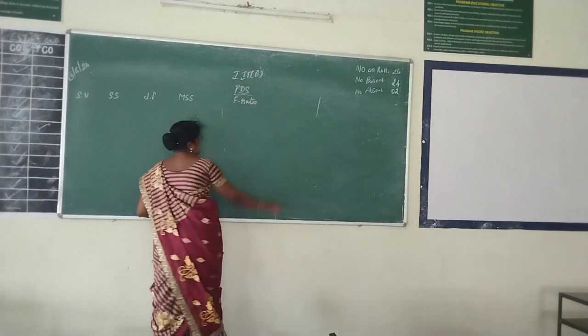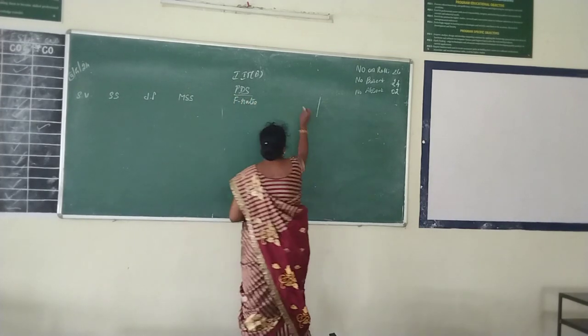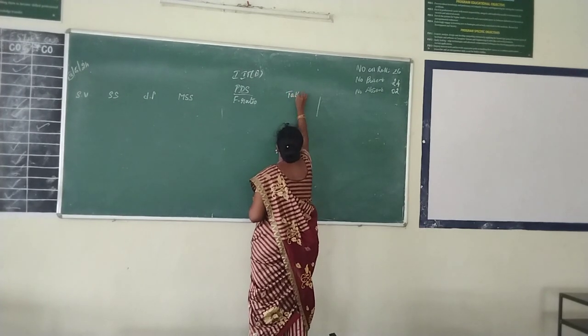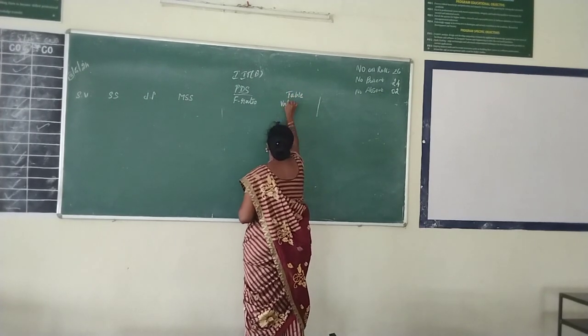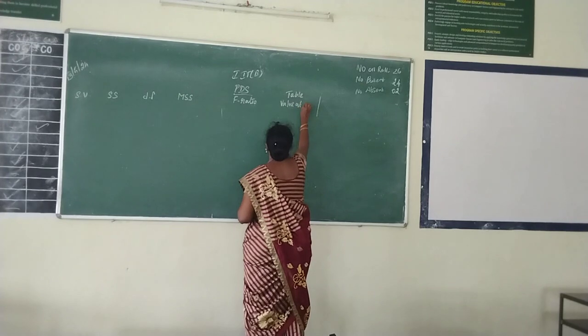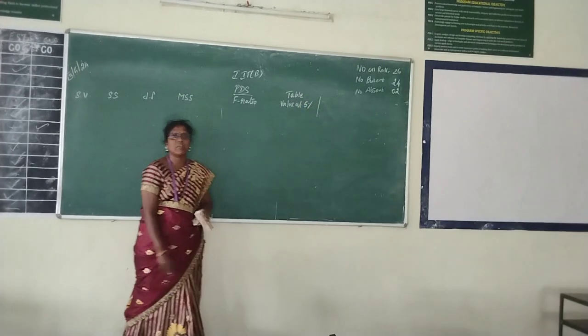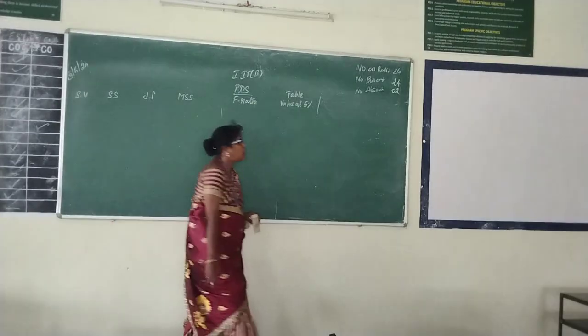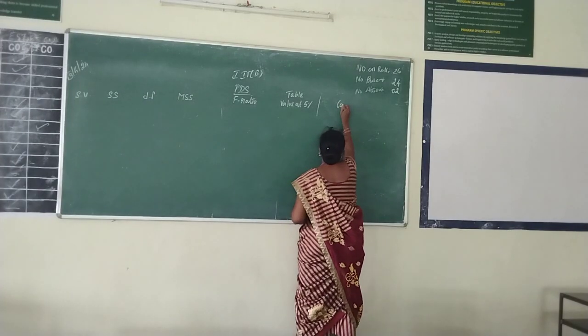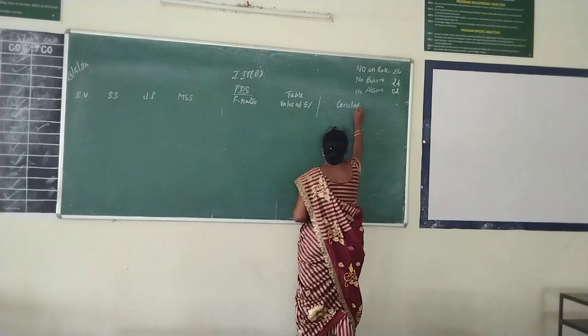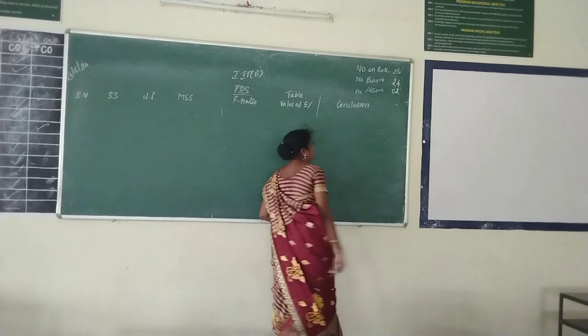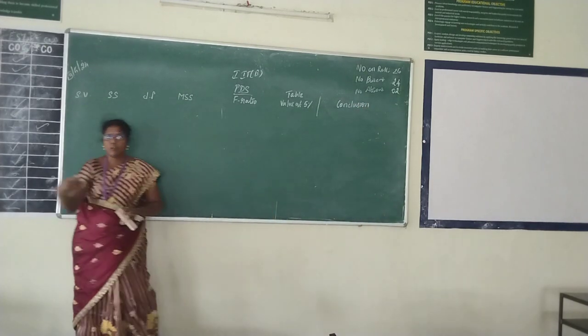Just for convenience, I am going to include one more column for table value. At what percent are you going to discuss? 5%, because nothing is mentioned in the statements, we consider it as 5%. And one more column for conclusion. These two columns are your choice, not compulsory. You can write it below the table also.